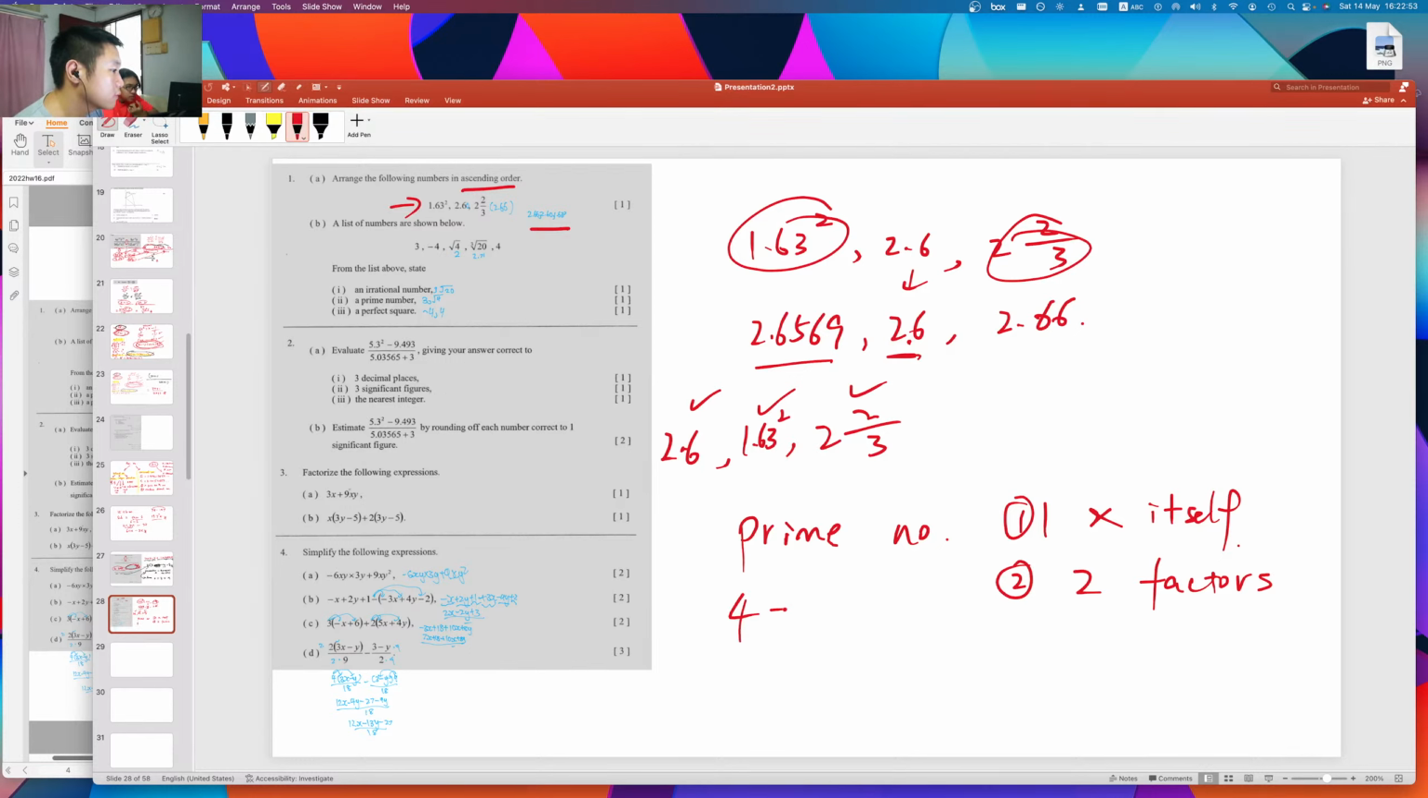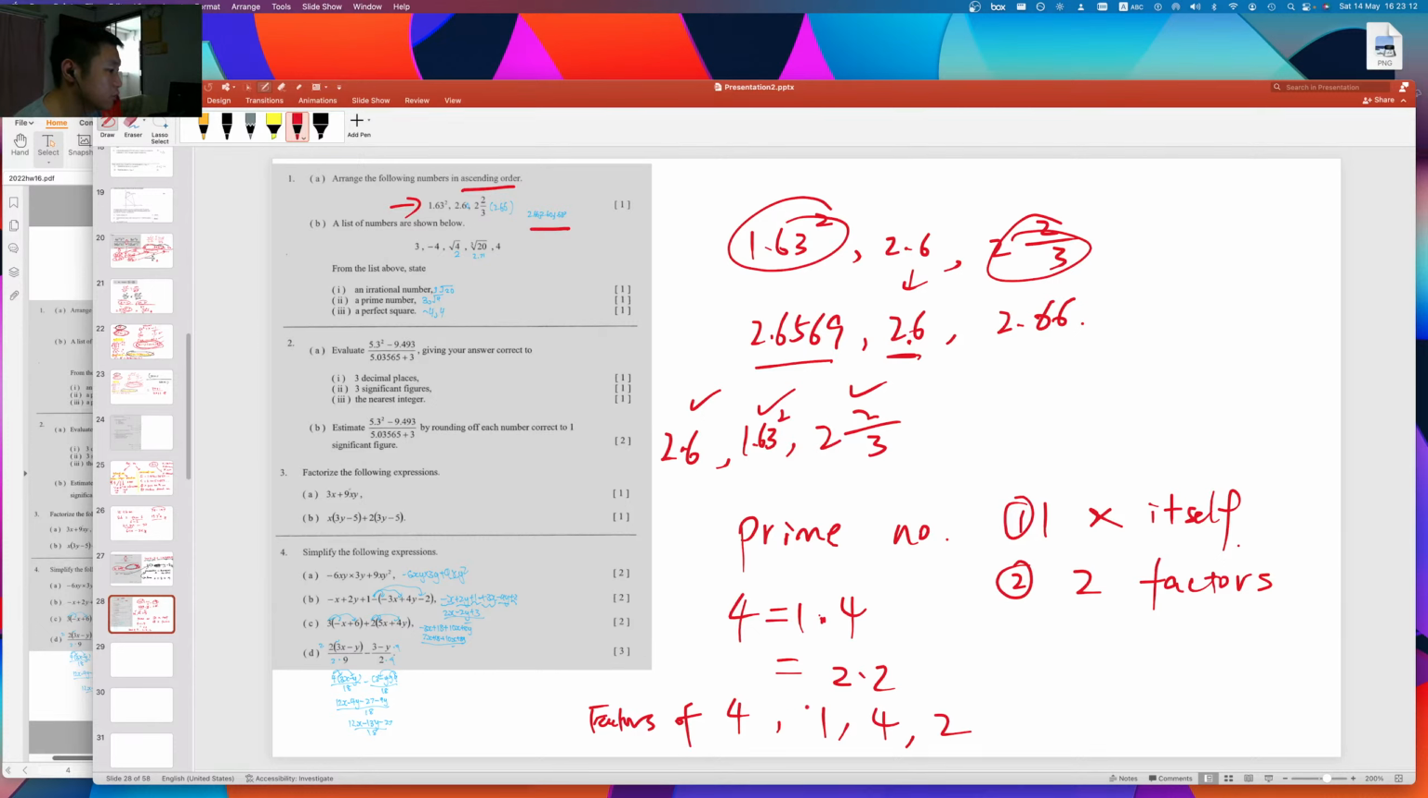I'll give you an example. 4. So it's 1 times 4, right? Is that all? No. Then 2 times 2. Anything else? No. So what are the factors of 4? 1, 4, and 2. How many factors here? 3. Since it has three factors, and a prime number only has 2, so 4 is not a prime. Does it make sense? Yeah.